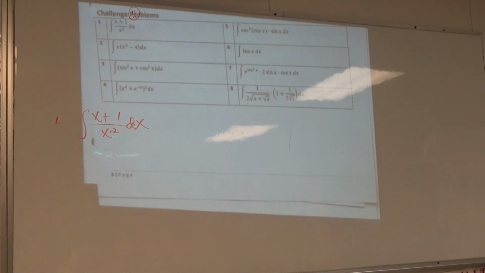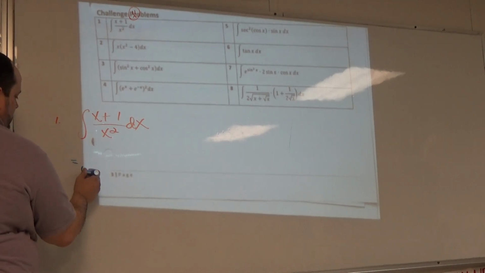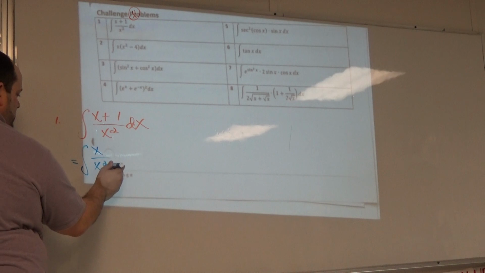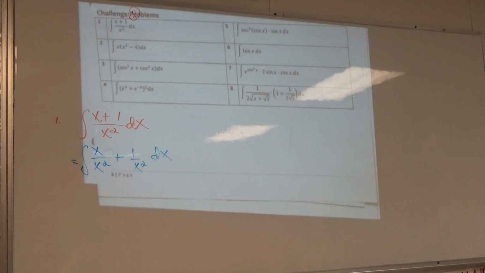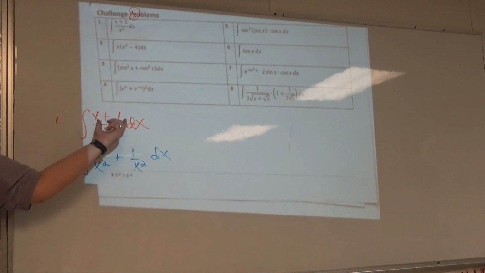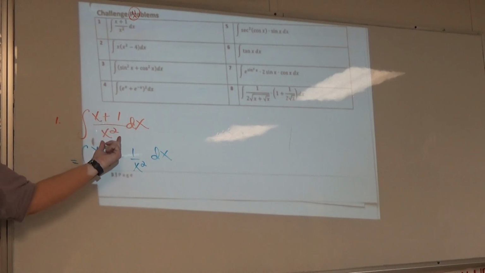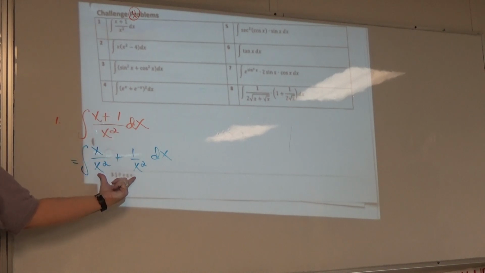But algebra cleverness always goes a long way. For example, is this equal? X over x squared plus 1 over x squared dx. Is it legal? Technically yes, because I'm dividing both terms in the numerator by x squared, so I'm just finding a new way to write it. But why would I do that? Legal, but is this better?